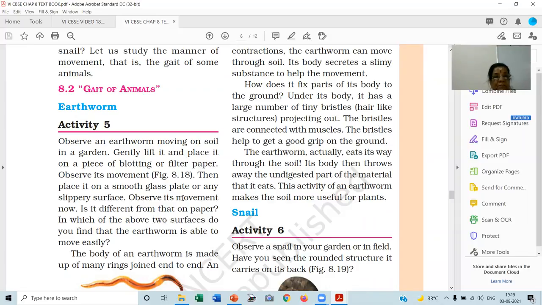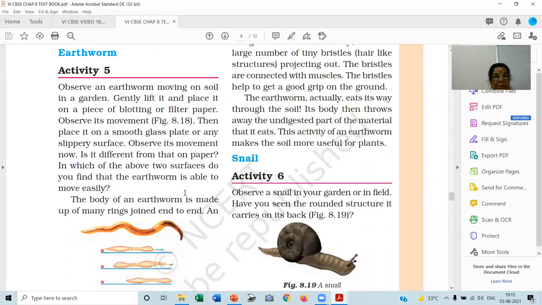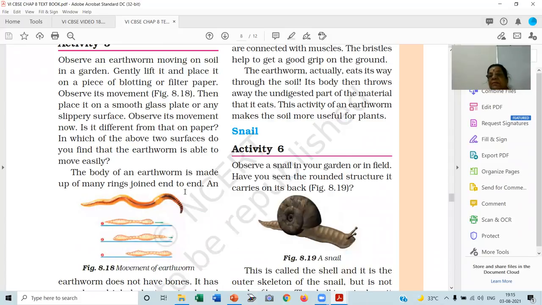Okay, so it is different from that of the paper. Sorry, in the book there is a diagram, right? We showed it like that on the slide. The body of an earthworm is made up of many rings joined end to end, that is segmentation.